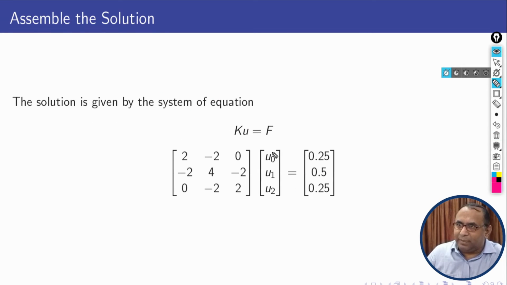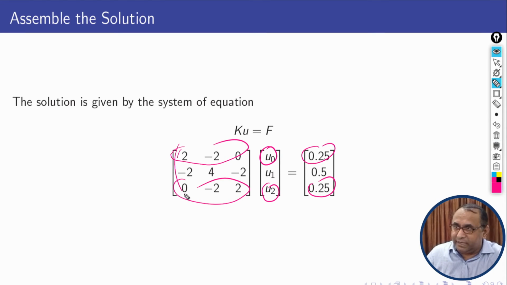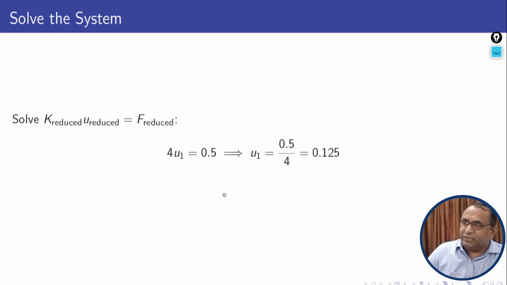So when you apply the boundary condition here, this value is 0 and this value is 0. Corresponding to these two elements, this element and this element will be 0, and also the first row and the last row, and all these boundary values will be 0. So ultimately we have 4 U1 is equal to 0.5. After solving the system, 4 U1 is equal to 0.5 implies U1 is equal to 0.5 upon 4, which is 0.125.